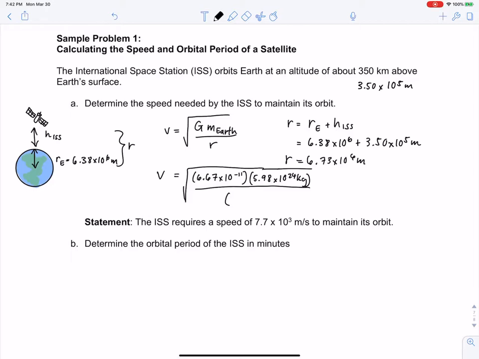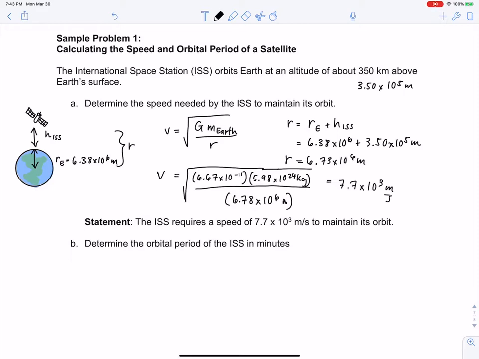And we're going to put in our new value of the radius, 6.78 times 10 to the power of 6 meters. Now notice we don't have to square this radius. If we punch it into our calculator, we end up with 7.7 times 10 to the power of 3 meters per second. Perfect.